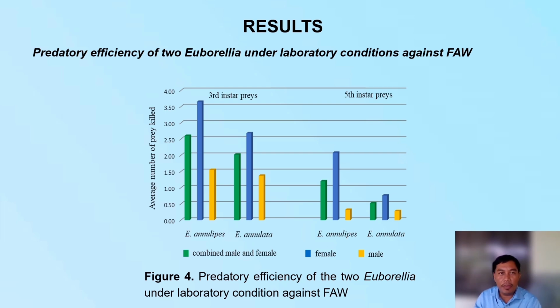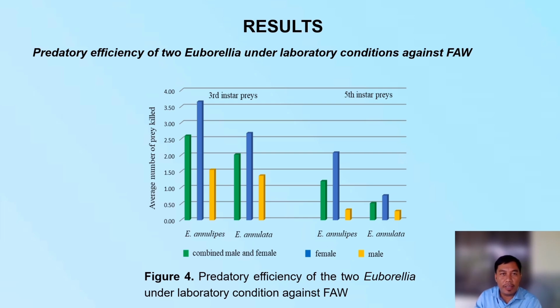Of these, 52 and 19 with a mean of 2.08 and 0.76 preys were killed by females, while a total of 8 and 7 with a mean of 0.40 and 0.35 preys were killed by the males of E. annulipes and E. annulata respectively.